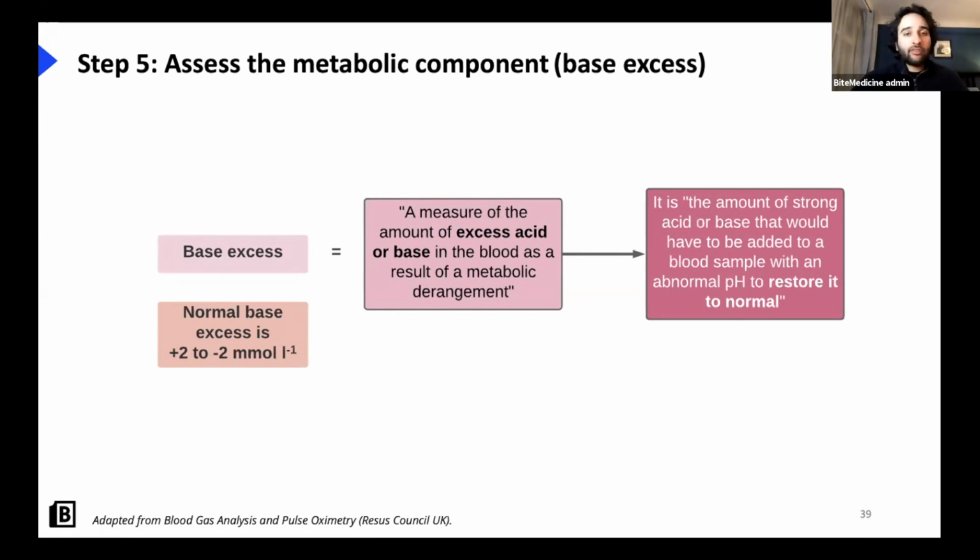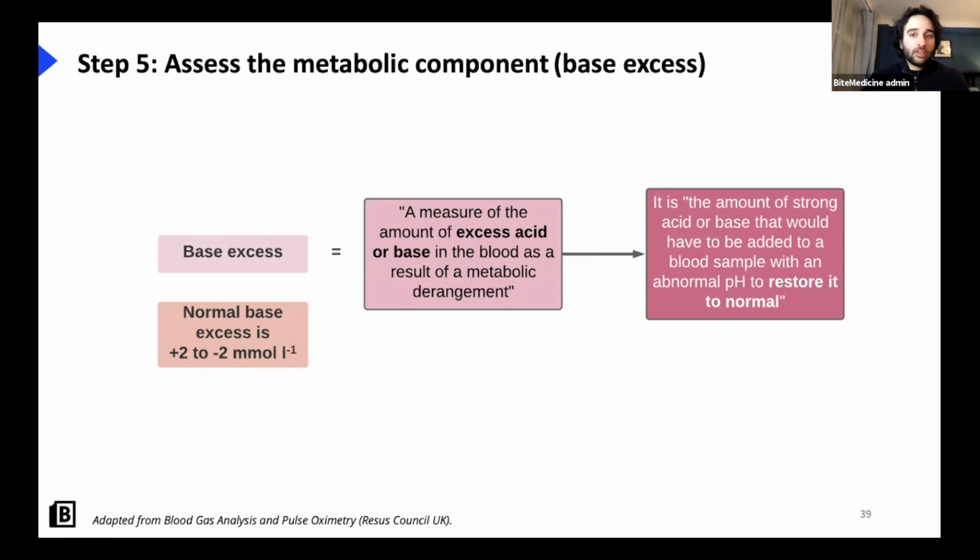So the technical definition is that a base excess is a measure of the amount of excess acid or base in the blood as a result of a metabolic derangement. These definitions are useful to an extent, but I find them easier to understand if we break it down a little bit more. Really, this is essentially a representation of your bicarbonate. So a base deficit of less than -2 is a marker of low bicarbonate. A base excess of more than +2 represents excess bicarbonate.